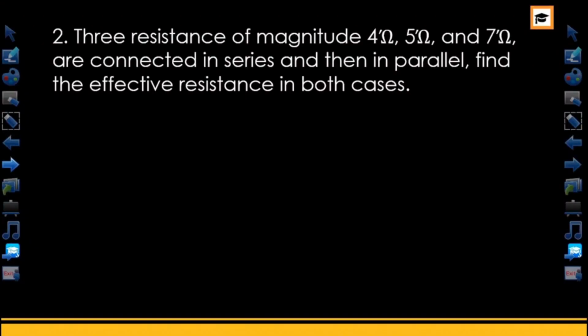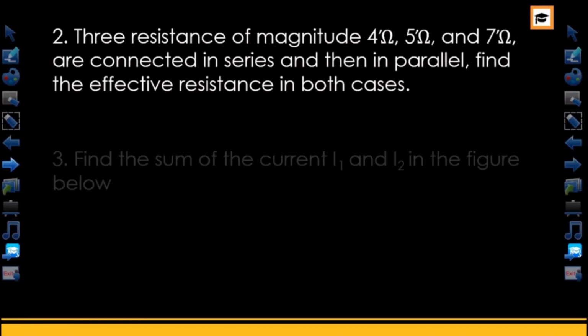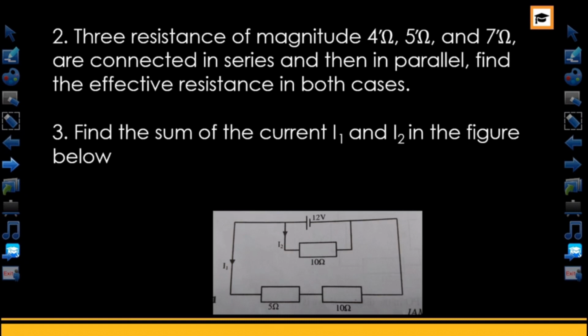Let's take a look at another example, example 3. Example 3 says, find the sum of the currents I1 and I2 in the figure shown below. Now, how is the figure shown? From the figure, we have that the voltage through the circuit is 12 volts. In the first case, for I1, we have two resistors there, 5 ohms and 10 ohms connected in series. In the second case, we just have only one resistor. Now, let's take a look at the solution to this.